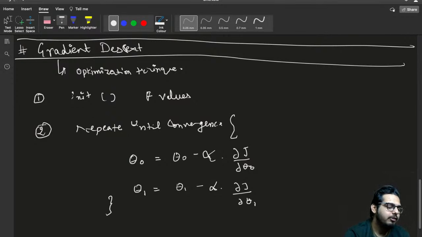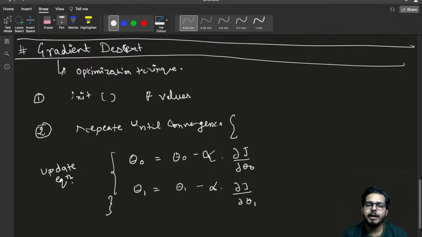So how does this gradient descent actually work? The first step is you initialize random values, like you initialize the theta values randomly, anything. The second step is you need to repeat these two equations again and again until you converge. These are known as update equations. What are the update equations? It is theta naught is equal to theta naught minus alpha, multiplied by del j over del theta naught. This is the partial differentiation of the loss function with respect to theta naught, right?